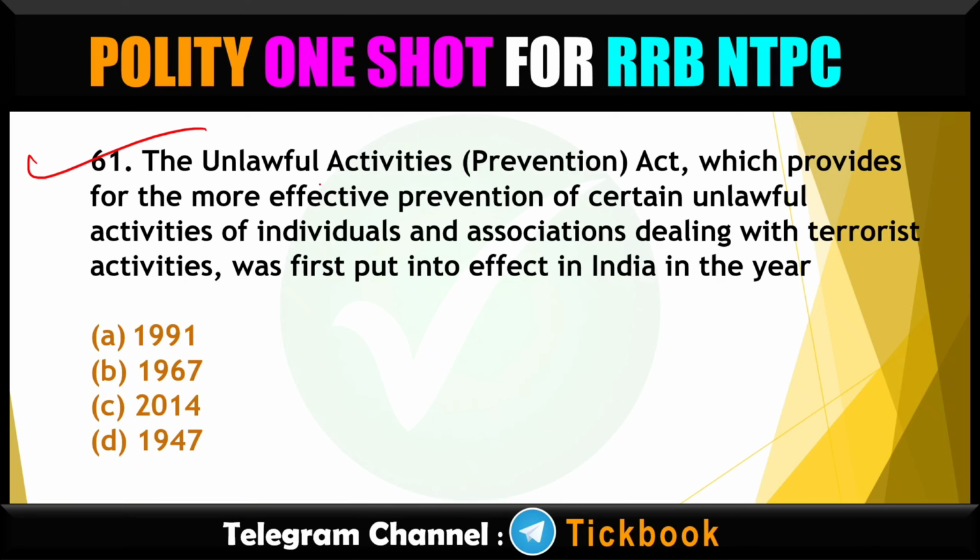61. The Unlawful Activities Prevention Act, which provides for the more effective prevention of certain unlawful activities of individual and association dealing with the terrorist activities, was first put into effect in India in the year. Option number B, 1967.